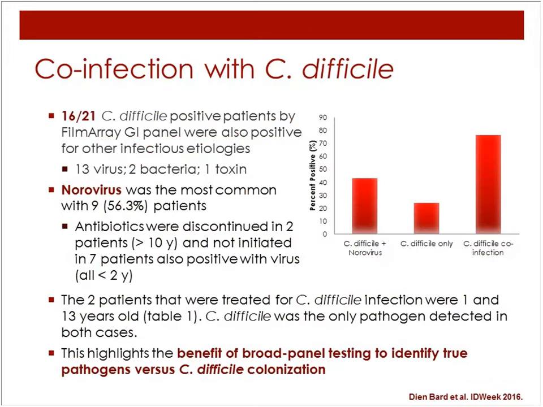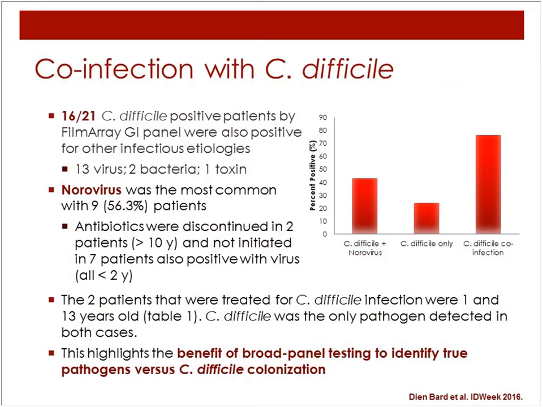So a quick note on co-detection with C. difficile within the subset of hospitalized patients that we analyzed in the post group. 16 or 71% of all C. difficile positive patients detected by the GI panel were also positive for another pathogen. These secondary pathogens included 13 viruses, 2 bacteria, and then 1 toxin-producing E. coli. Norovirus was the most common one at 9 out of the 16 co-infections.